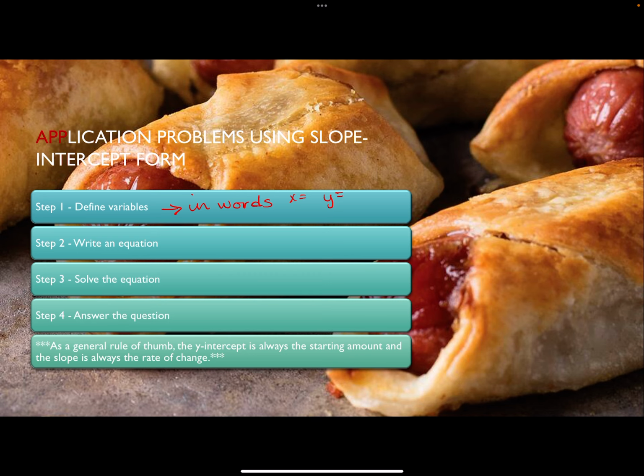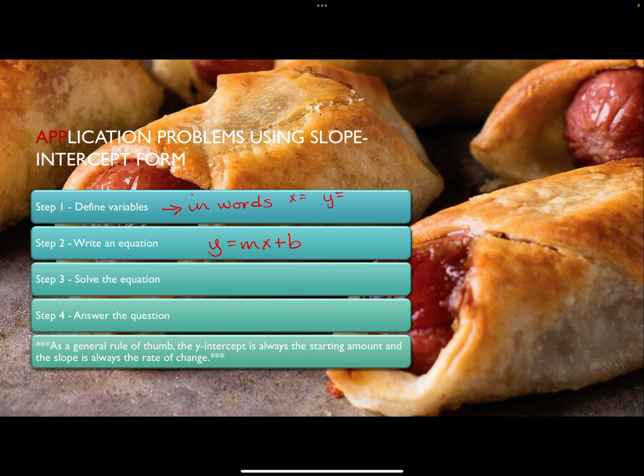Step two, you're writing an equation and you're using y equals mx plus b to write that equation. And again, I would jot down these notes along with me on your note sheet, just to give you some help. Step three, you're going to solve the equation. And then step four, you're going to answer the question.